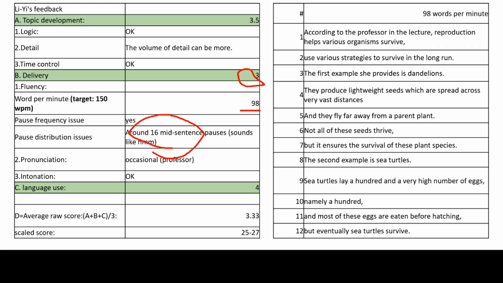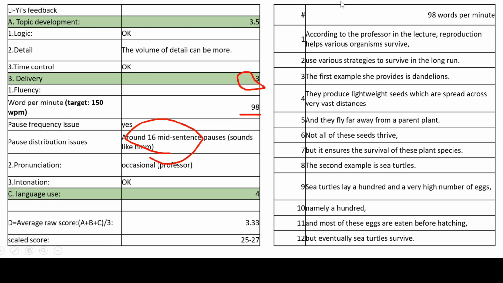The second example is sea turtles. Sea turtles lay a very high number of eggs, namely 100, and most of these eggs are eaten before hatching. But eventually, sea turtles survive. You can have some more details too when you're speaking at a higher speaking rate.